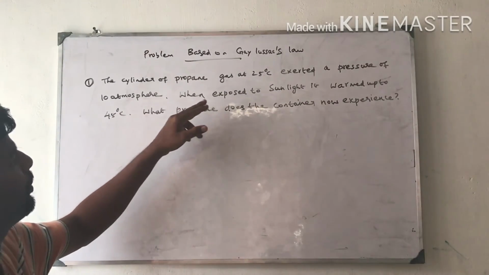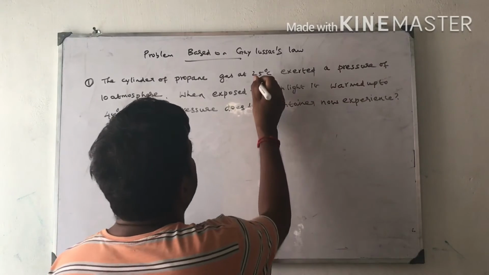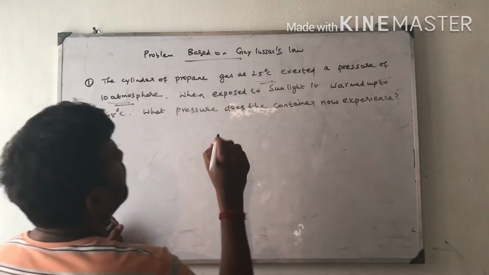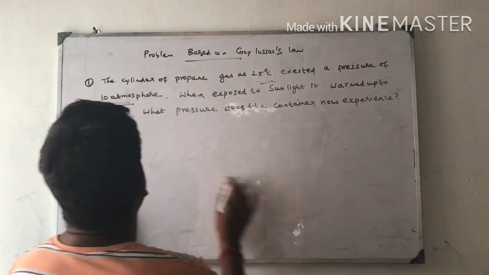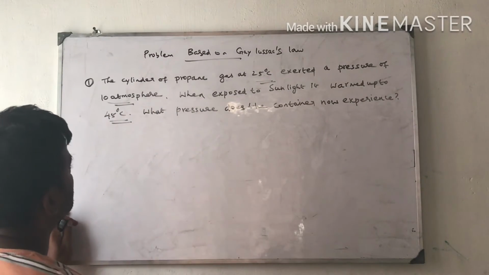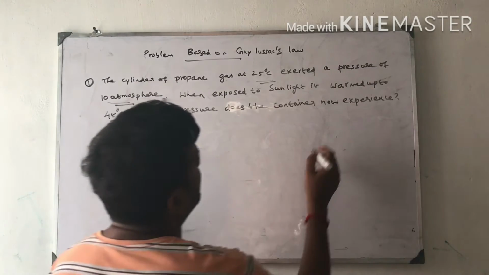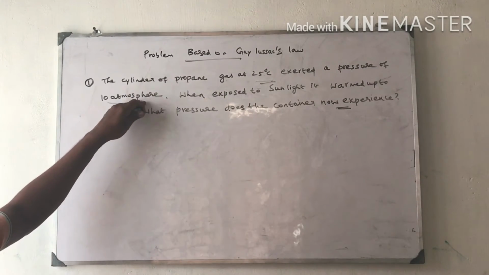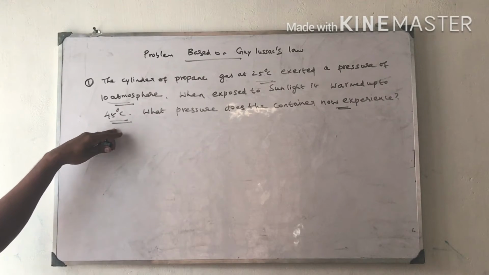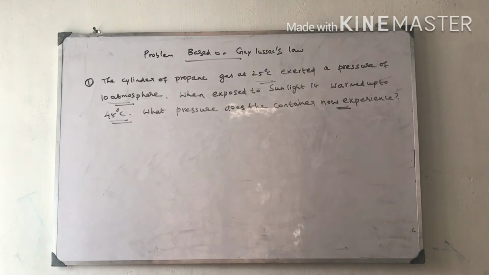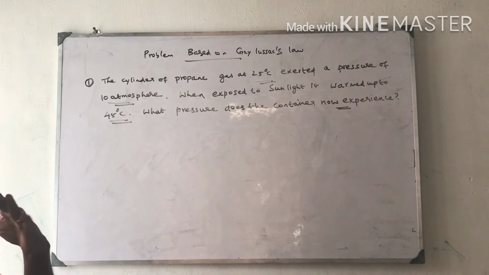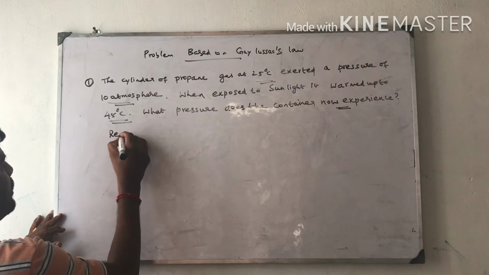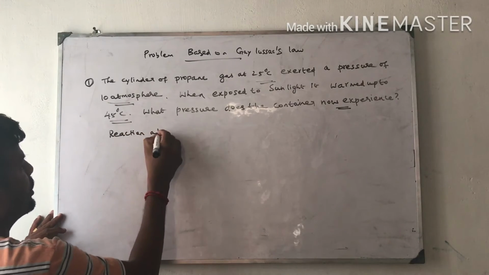A cylinder of propane gas at 25 degrees Celsius is stored at a pressure of 10 atmospheres. When exposed to sunlight, it warms up to 40 degrees Celsius. What pressure does it contain? So the cylinder at normal state has this pressure. When exposed to sunlight, the temperature increases. Then they are asking what is the increase in pressure. This is constant volume. The reaction is at constant volume.